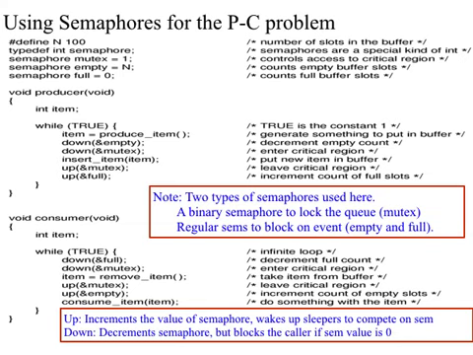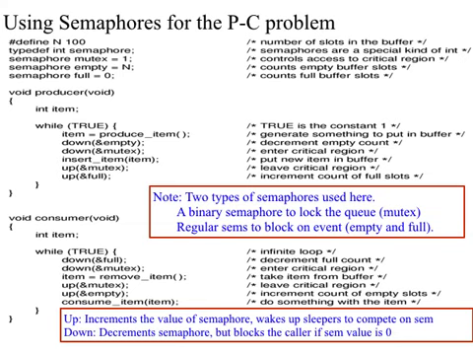Similarly, when the producer performs an up operation on full, and let's say the value of full was 0, then the value of full goes to 1, and at that point all the consumers who are blocked on the down would be woken up and they would compete for the down operation.